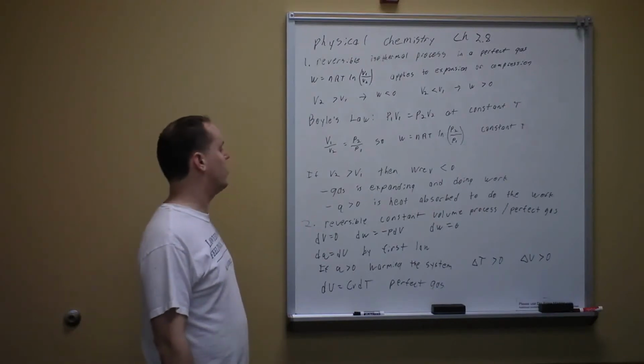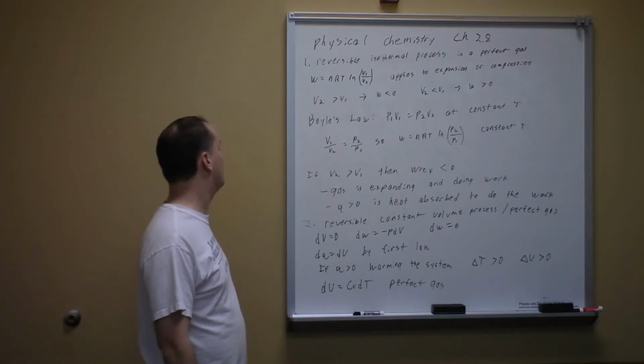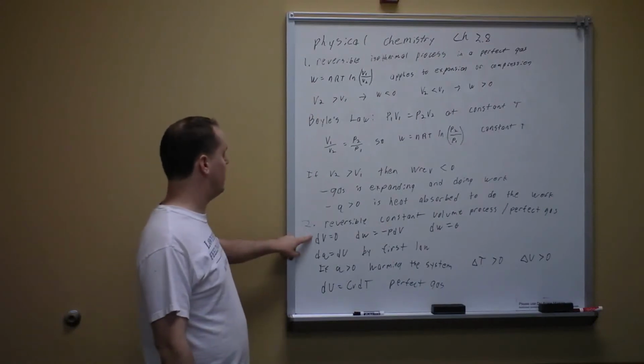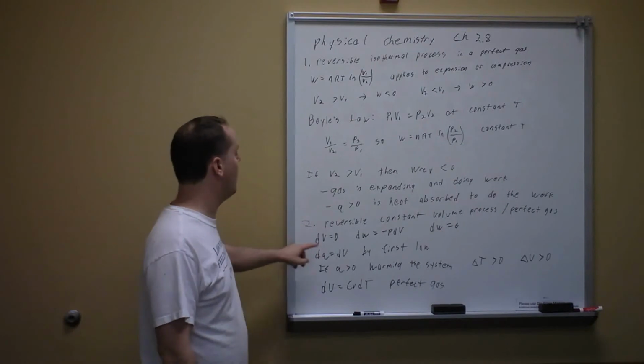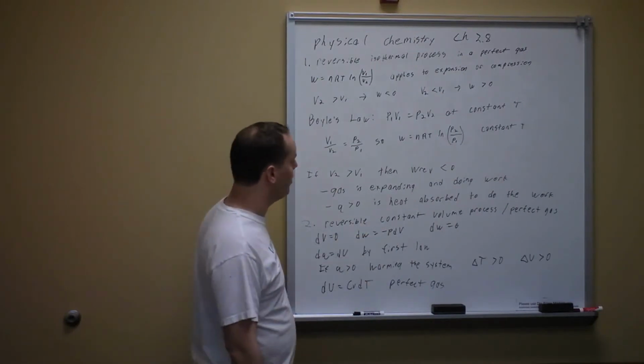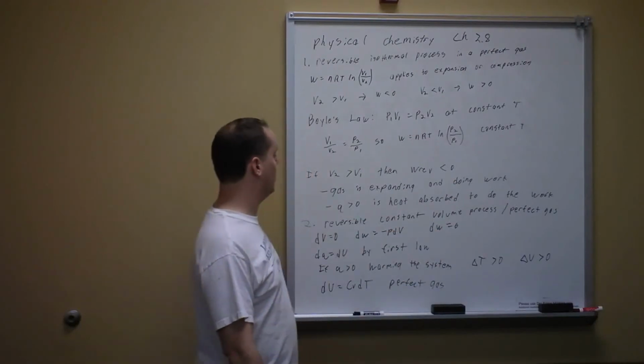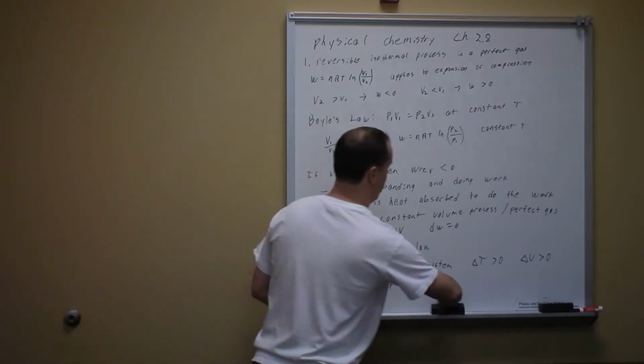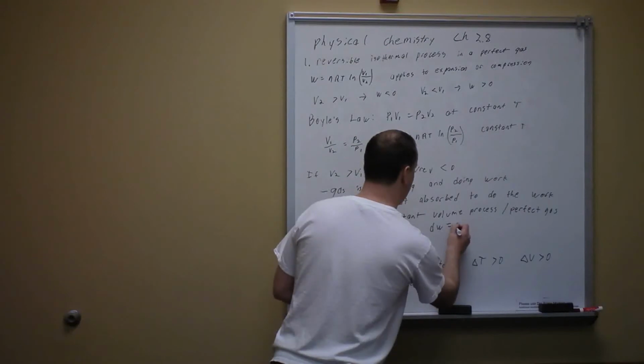Now we're going to talk about a reversible constant volume process in a perfect gas. Since the differential of volume is equal to 0, and the differential of work is equal to minus P times the differential of volume, we know that the differential of work is equal to 0. It's kind of an ugly 0 there.